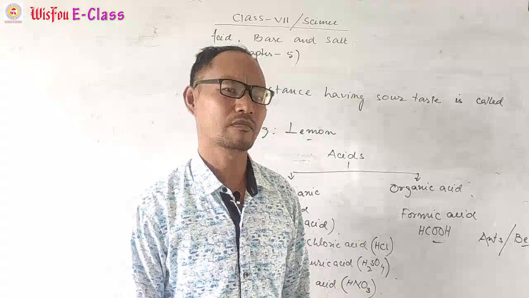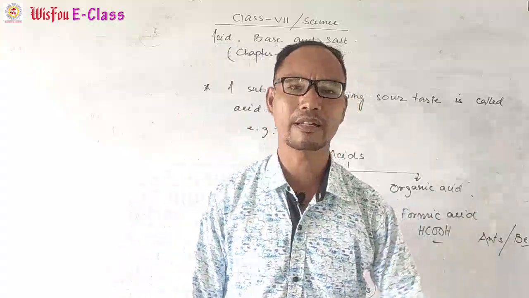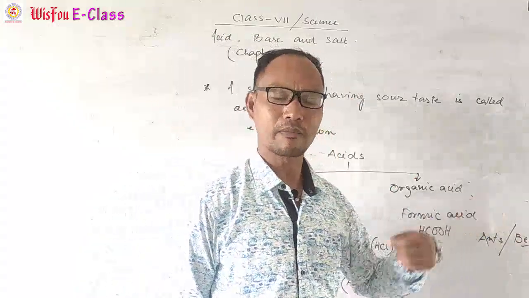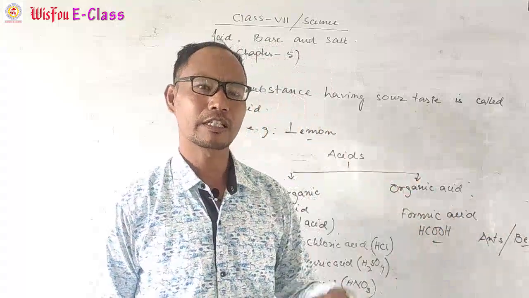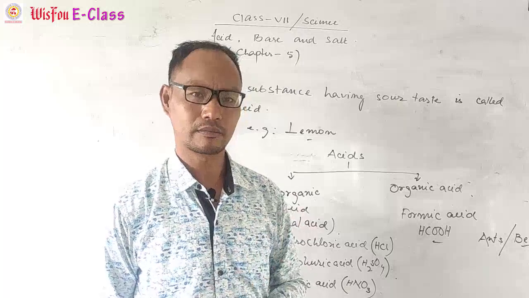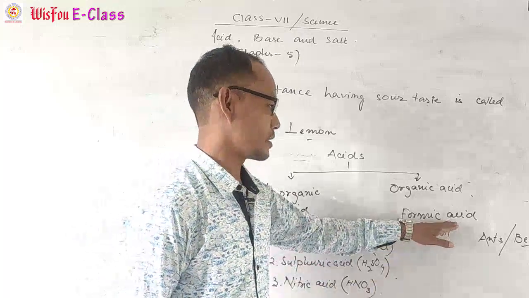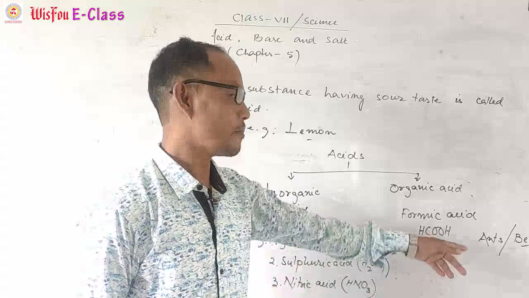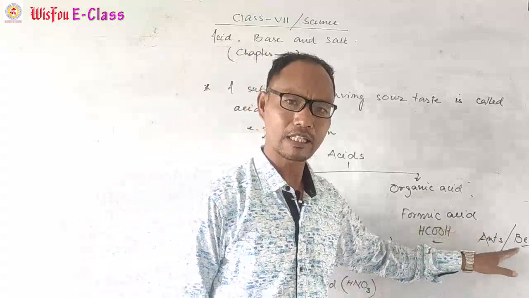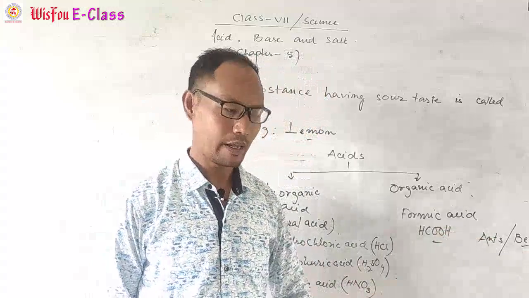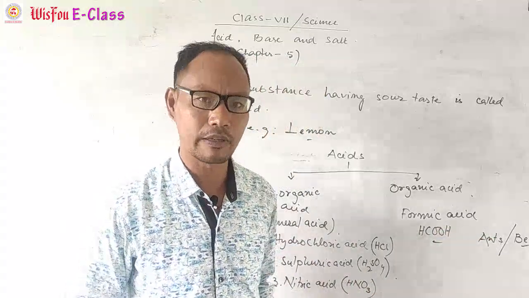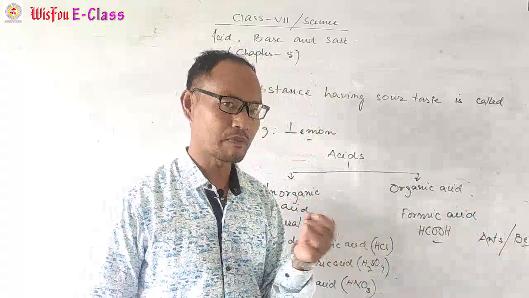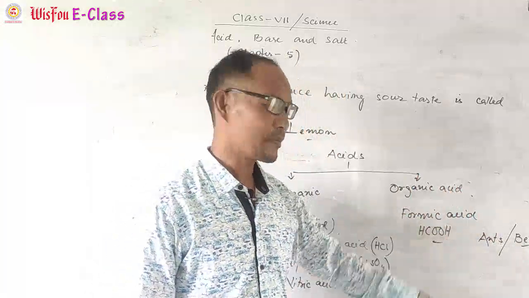We feel much pain and itching when ants or bees bite us. The formic acid present in ants and bees is flushed into our body when they bite us, whether on our legs or any part of our body. They insert or flush in that kind of formic acid.